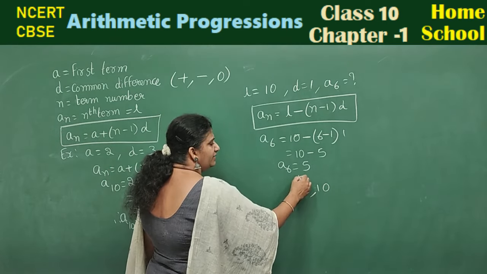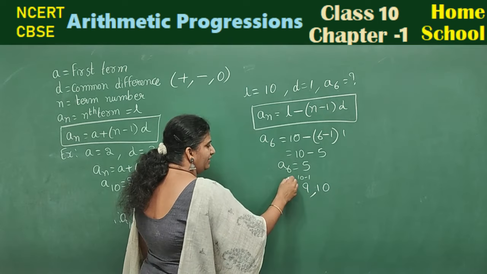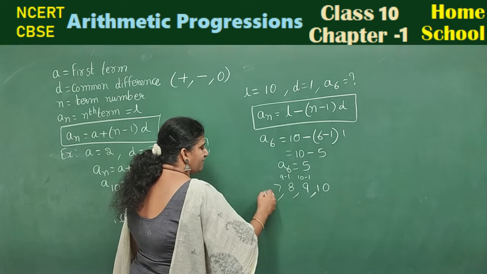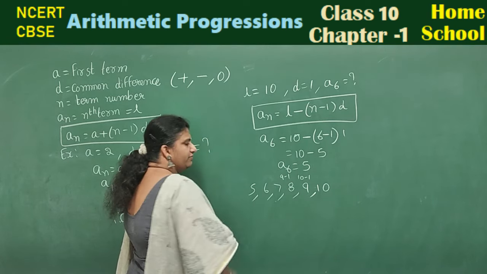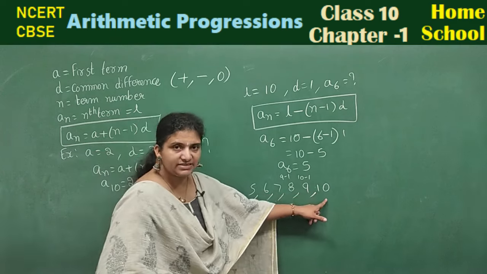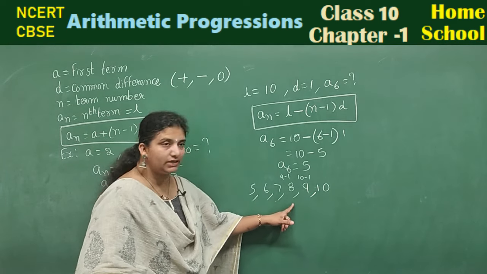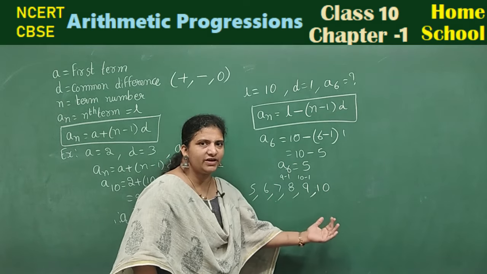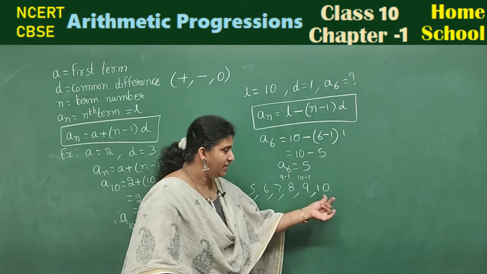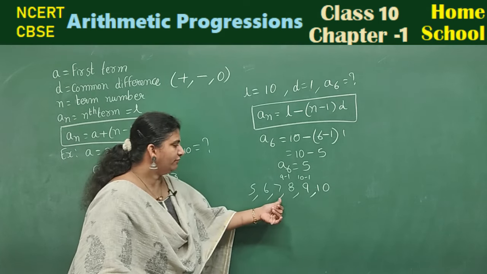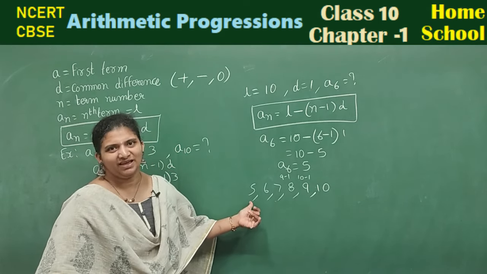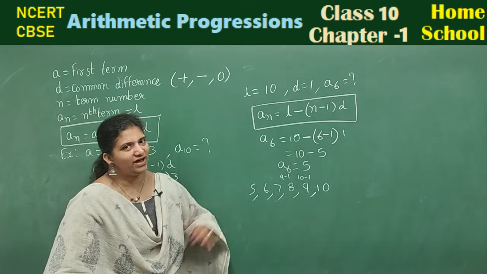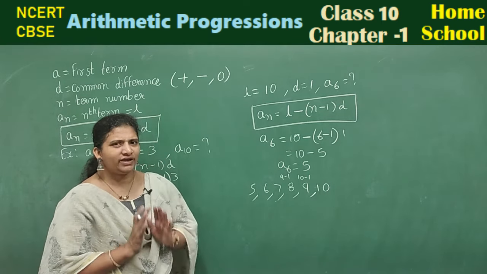See here, 10. 10 minus 1 is 9, and 9 minus 1 will be 8, 7, 6, 5. Let's check it out. From the last we are counting, right? From the last term, this is the first term, second term, third term, fourth term, fifth term, sixth term. Yes, from the last, A6 is 5. So don't be confused.